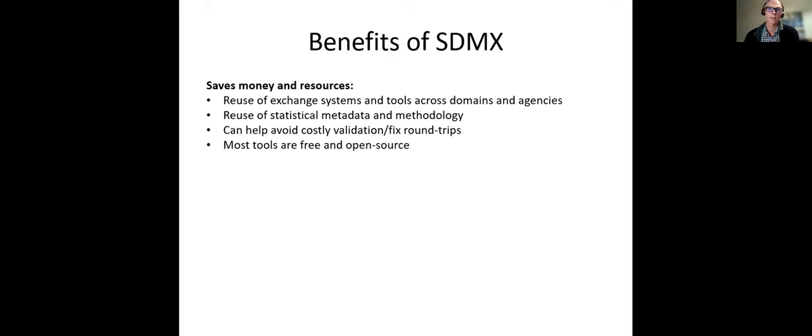So looking at some of the main benefits, SDMX is designed to save money and resources. This is probably the main reason why it came about, as an initiative to save money.